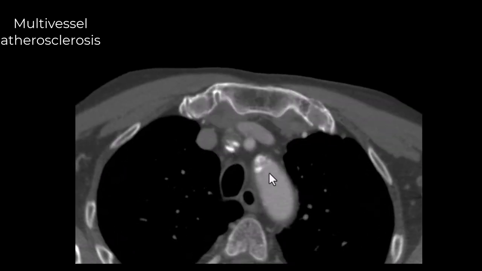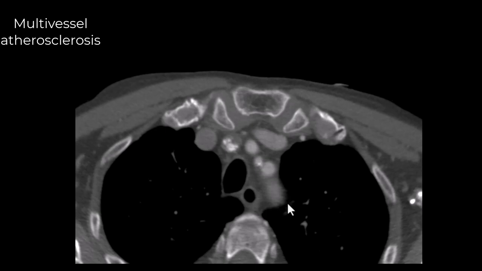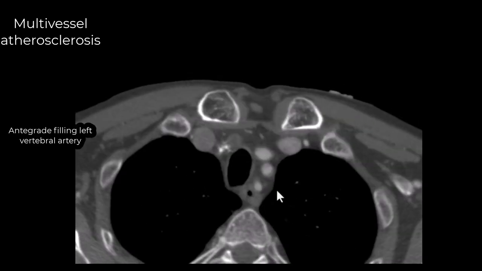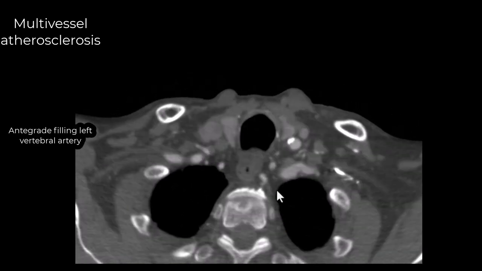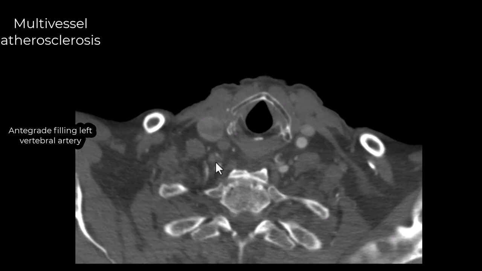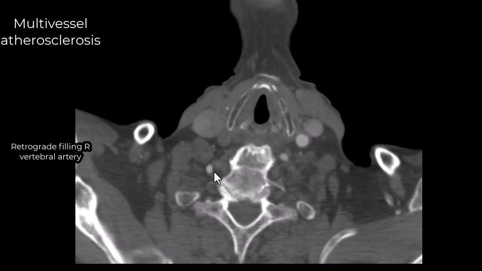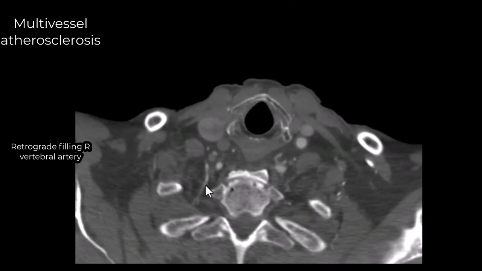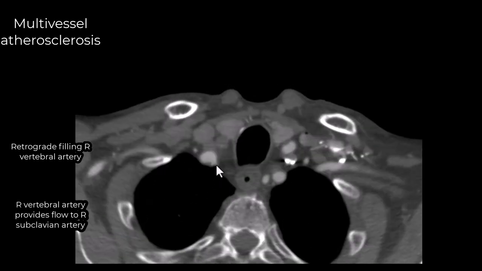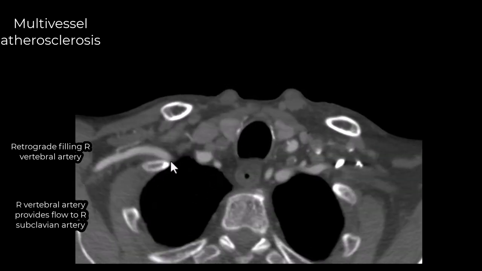The left vertebral artery is originating from the aortic arch. It fills all the way to the intracranial circulation, and then it gives retrograde opacification of the right vertebral artery. So this vertebral artery is opacified from the top down, and then as it gets to the subclavian artery, it provides the circulation for the right arm. This is the kind of patient that would have a subclavian steal syndrome.